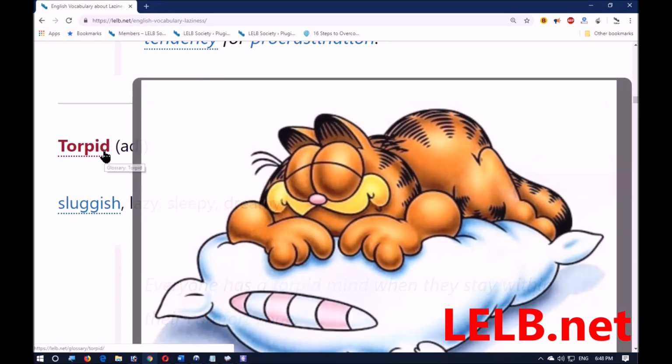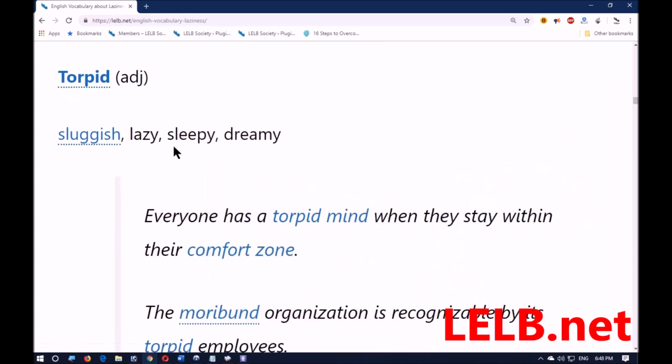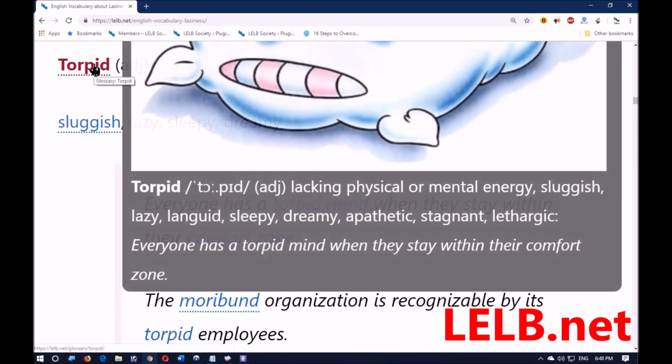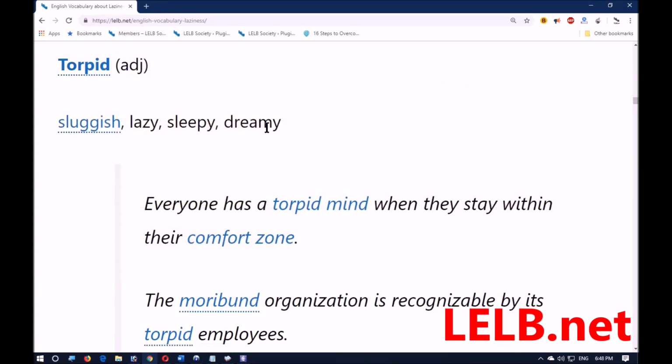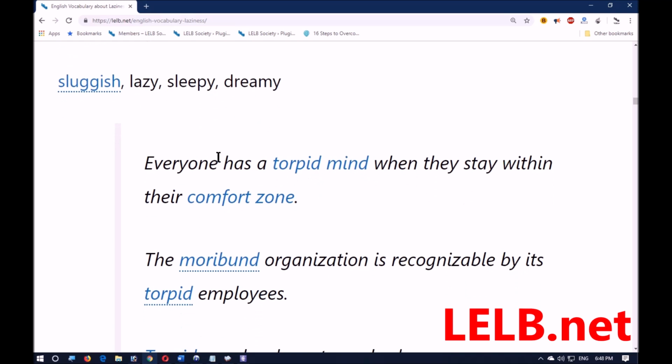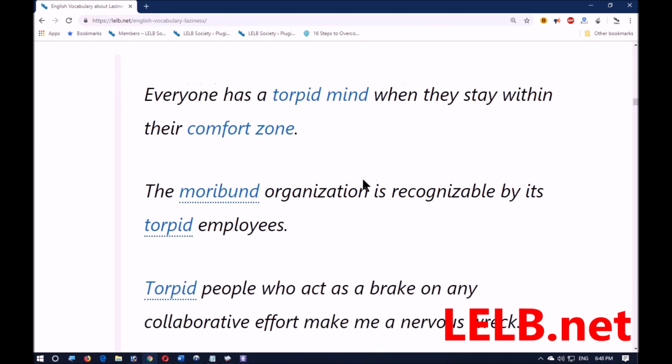Torpid. Torpid means lacking physical or mental energy, sluggish, lazy, languid, sleepy, dreamy, apathetic, and stagnant, lethargic. Everyone has a torpid mind when they stay within their comfort zone.